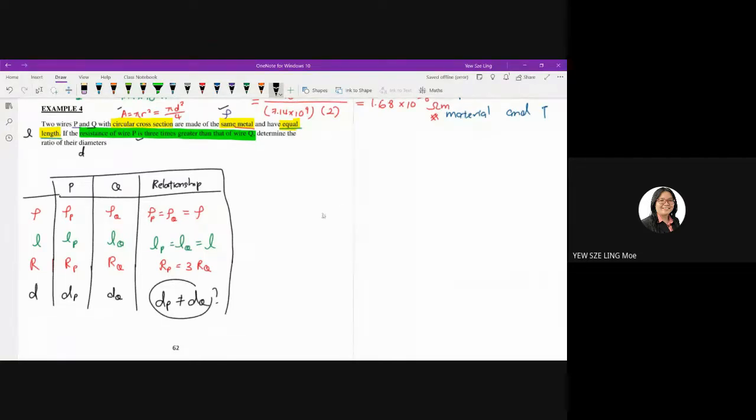Now if you look at the relationships, you should be able to tell where we should start. The first one just gives you the relationship between rho. The second one just gives you the relationship between L. But the third one gives you a proper mathematical equation, where RP equals 3RQ. So let us start from this equation. RP equals 3RQ.